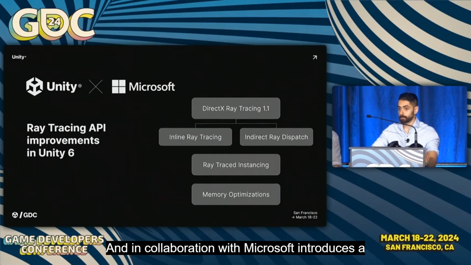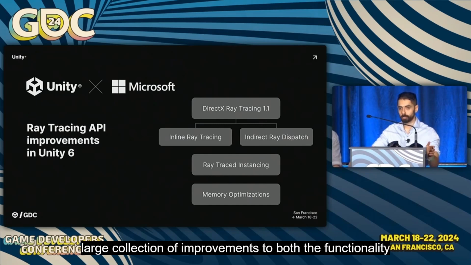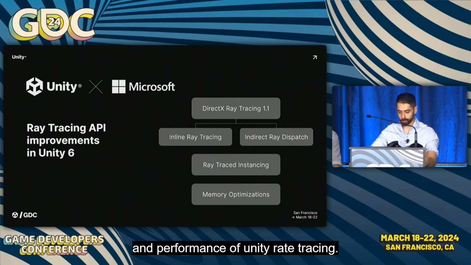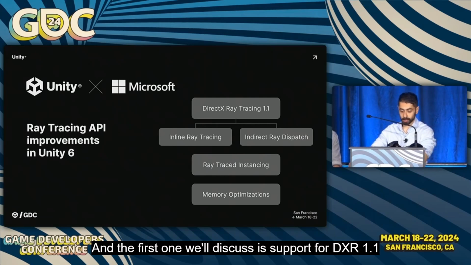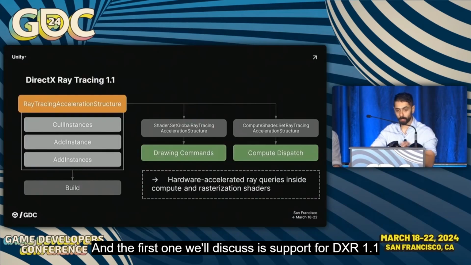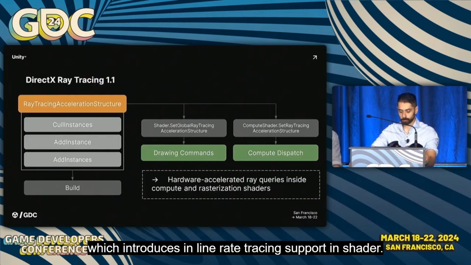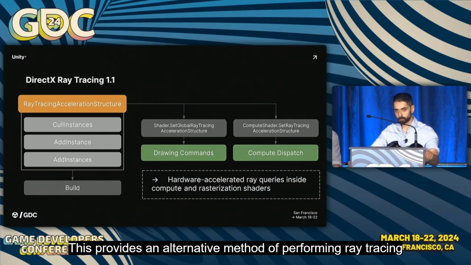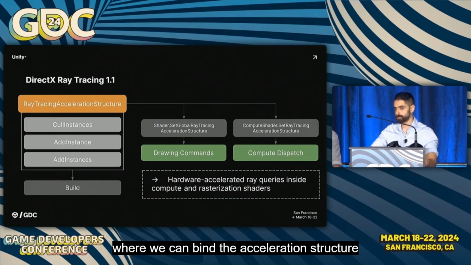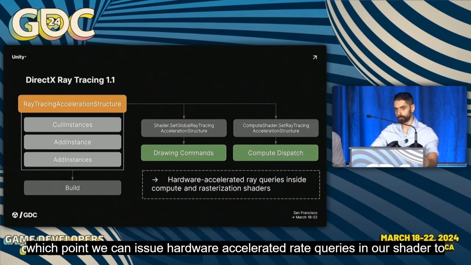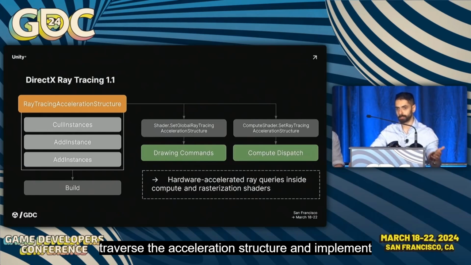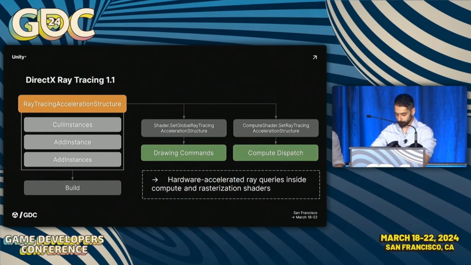Unity 6, in collaboration with Microsoft, introduces a large collection of improvements to both the functionality and performance of Unity ray tracing. And the first one we'll discuss is support for DXR 1.1, which introduces inline ray tracing support in shaders. This provides an alternative method of performing ray tracing where we can bind the acceleration structure to our rasterization and compute shaders, at which point we can issue hardware-accelerated ray queries in our shader to traverse the acceleration structure and implement our desired shading functionality.